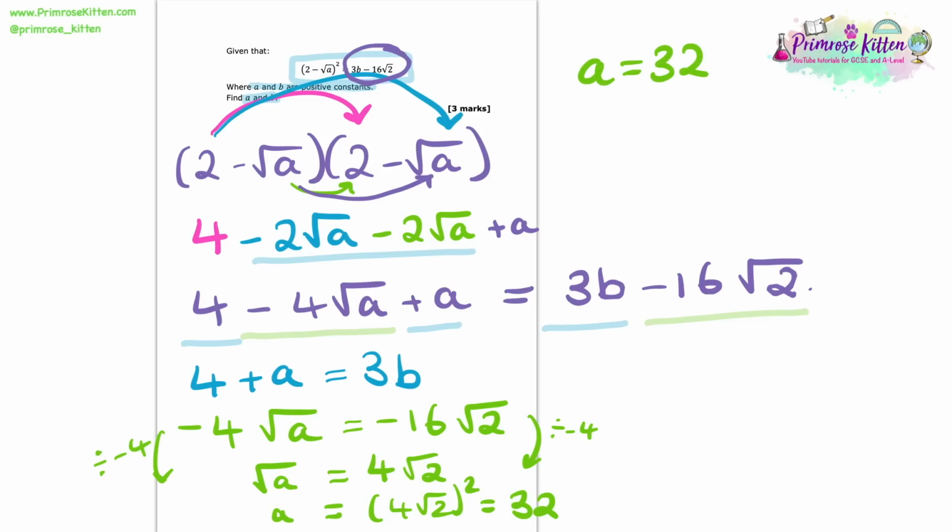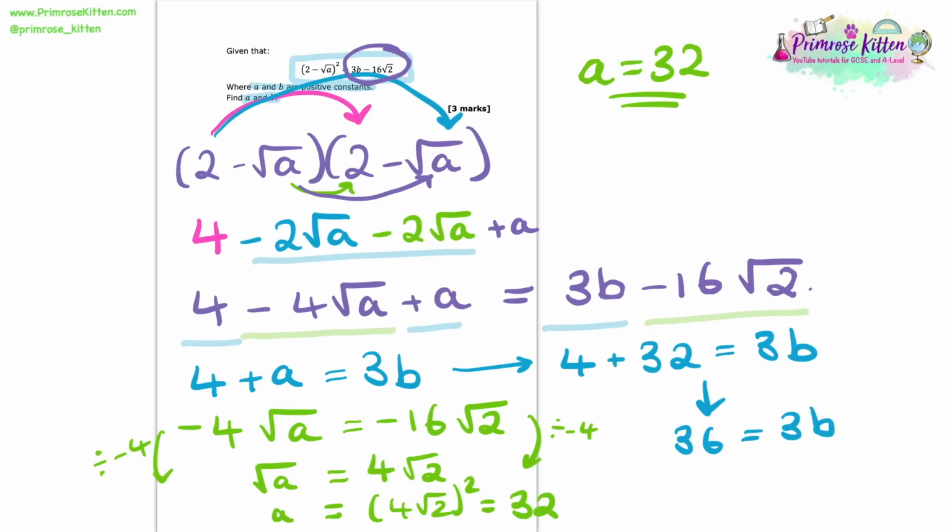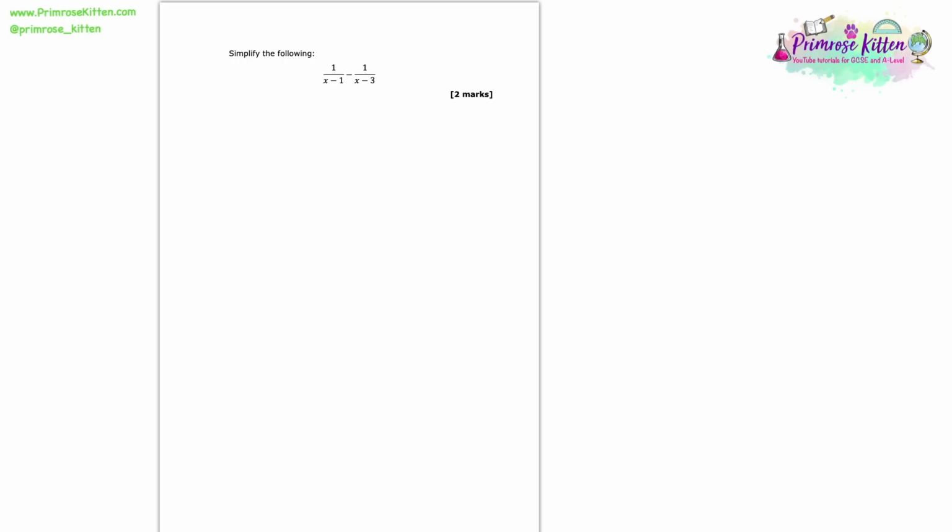So here we know now what a is equal to. We've got one of our answers already. To find out what b is, let's go to our blue equation, the first one that I wrote down. We know that 4 plus a, which is now 4 plus 32, is equal to 3b. This means that 36 is equal to 3b, which, if we divide both sides by 3, we will find that b is equal to 12. So in this question now, we know what both a is and b is, and we have answered our question. So a is 32 and b is 12.